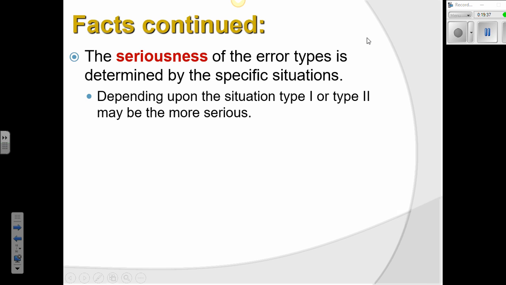Increase your alpha level. Maybe make it like 0.10. And if you make it a higher significance level, guess what's going to reduce? The probability of making a type 2 error. Also, you want to make sure you have a high sample size, correct? So those factors will contribute to lowering type 2 error.